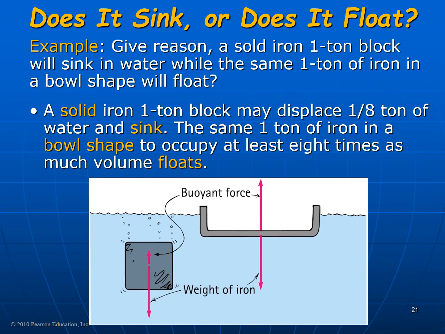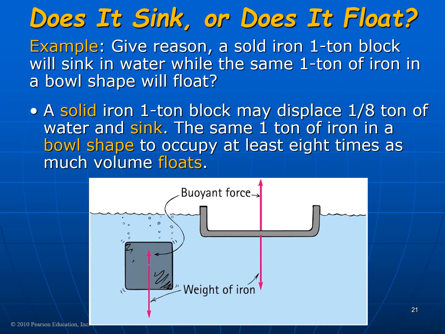This is an interesting example here. We ask you, give reason. If you have a solid 1 ton block of iron, it will sink in the water. Why will it sink? Since the buoyancy force is very small and the weight is very large. So as a result, the weight is larger than the buoyancy force, so it will sink down.